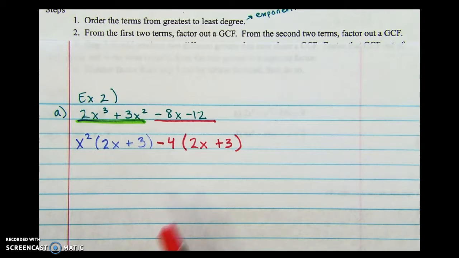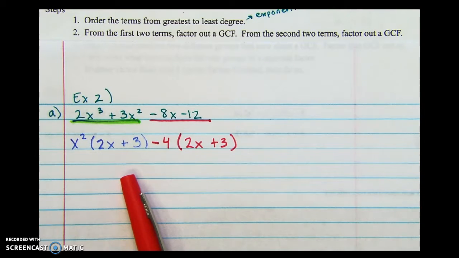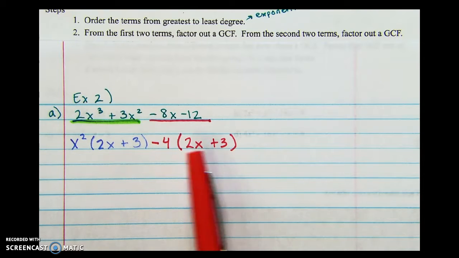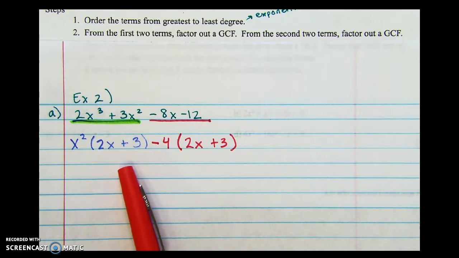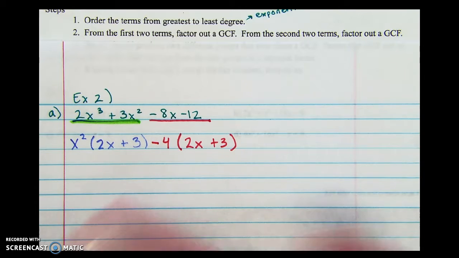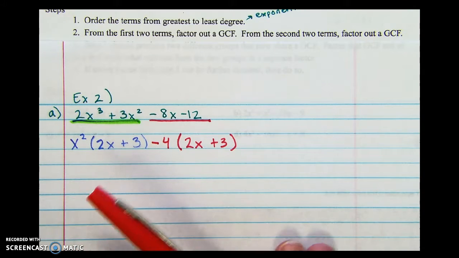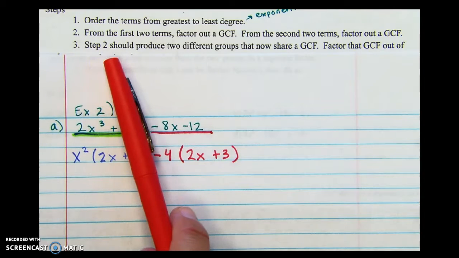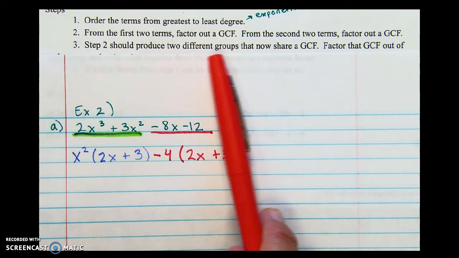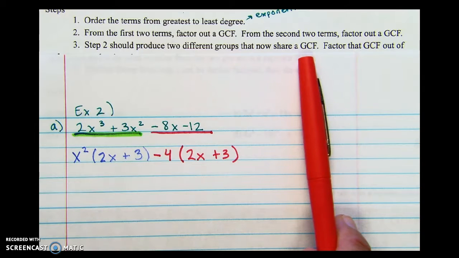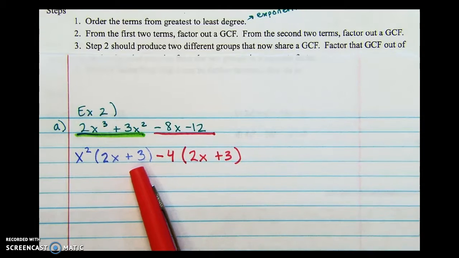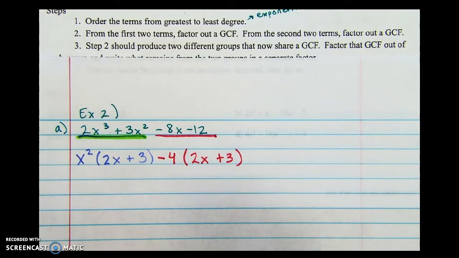What do you notice? It's the same thing inside the parenthesis. It will be like that every single time. So if it's not like that, you did something wrong. Step 2 should produce two different groups that now share a greatest common factor. We have a new common factor. 2x plus 3, 2x plus 3. Watch.